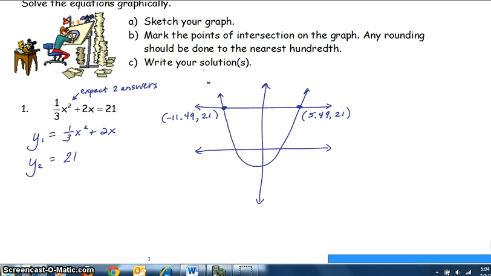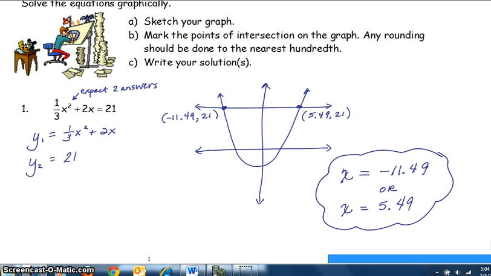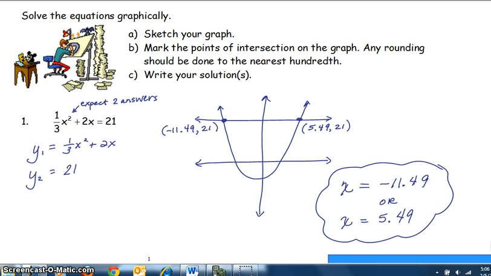And now I need to write my solution. My solution would only be the x values. So x is equal to -11.49, or x is equal to 5.49. So I expected 2 answers. I found my 2 answers. And that would be the solution to this first equation. So let's look at one more example.